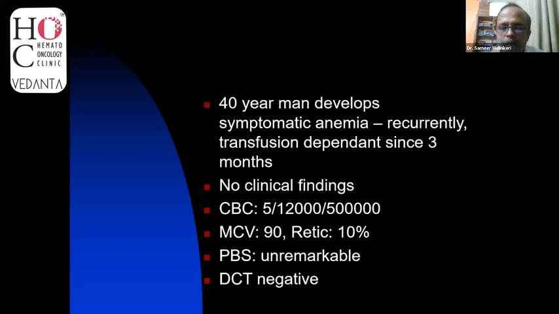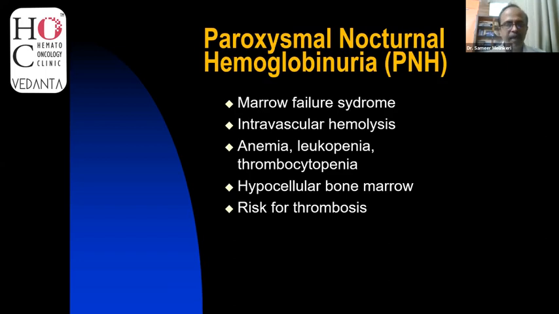He's got pure anemia, so it's unlikely to be a problem inside the marrow right now, and there is hemolysis. The DCT is negative. So in such a patient where the DCT is negative and the PBS is completely unremarkable, you must think of PNH. PNH is an acquired cause of intracorpuscular defects.